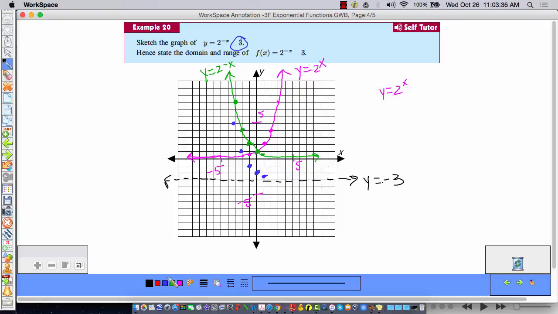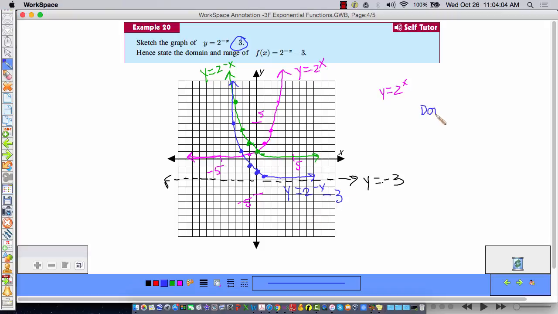And then we'll do this in blue. And it looks something like, oops, I meant to do that in blue. It didn't take, there's blue, okay. It looks something like this. Yowzers. Ooh, so there we go. So our blue is y equals 2 to the negative x minus 3, right there, okay?